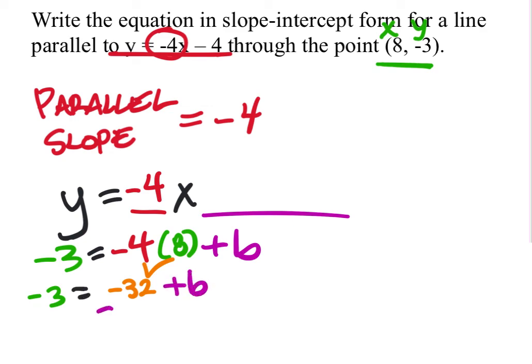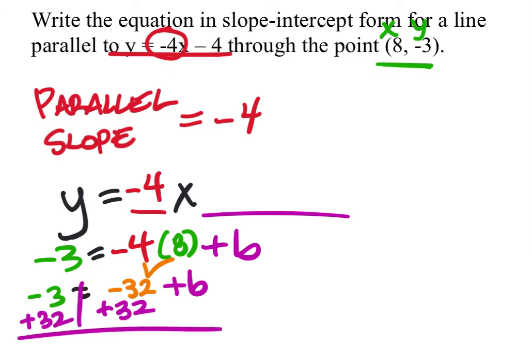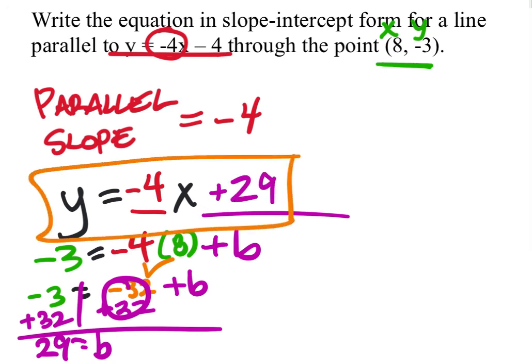Well, then just add 32 to make that a 0. But if I do it to one side, I need to do it to the other side as well, like this, okay? So -3 plus 32, that's going to be positive 29, it looks like. That's going to 0 out, and that's b. So that's positive 29, so I'd put plus 29. And there it is. I found the slope-intercept form of a line parallel to y = -4x - 4, but it goes through the point 8, -3.